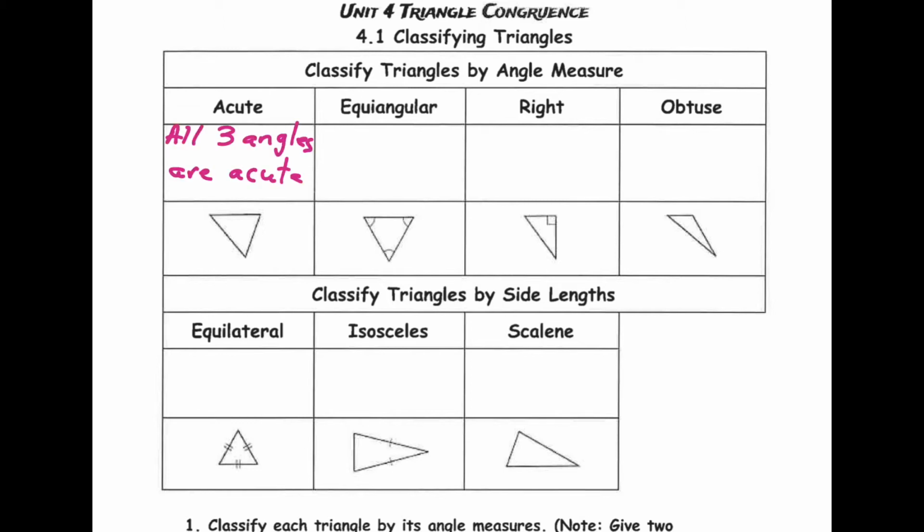So in an acute triangle, all three angles are acute angles. And if you remember what acute means, it means less than 180. I'm sorry, less than 90 degrees. So they are going to be all less than 90 degrees, those angle measurements. So for equiangular, all three angles are congruent. So all three angles are the same measurement. And if you do the math for this one, you can do 180 divided by 3, and you'll get that all of the angle measurements are 60 degrees for an equiangular triangle.